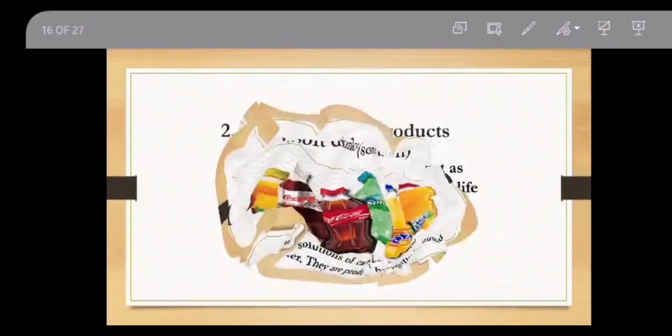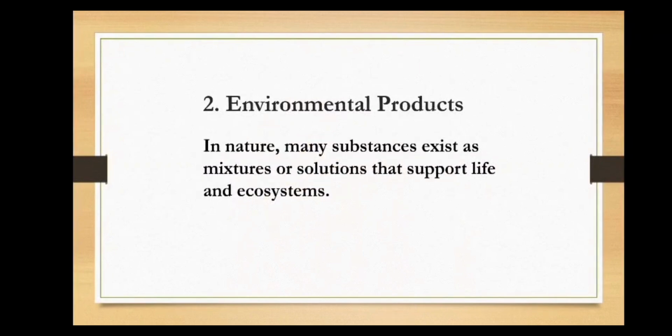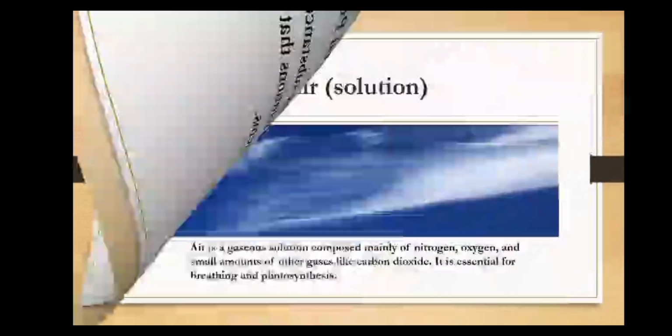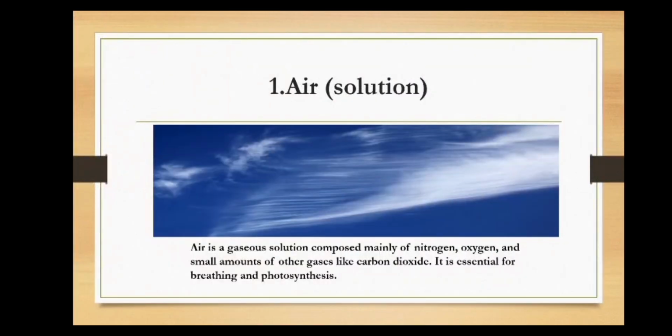Number 2 is environmental products. So, in nature, many substances exist as mixtures or solutions that support life and ecosystems. Number 1 example of environmental products is air. So air belongs to solution. Air is a gaseous solution composed mainly of nitrogen, oxygen, and small amounts of other gases like carbon dioxide.